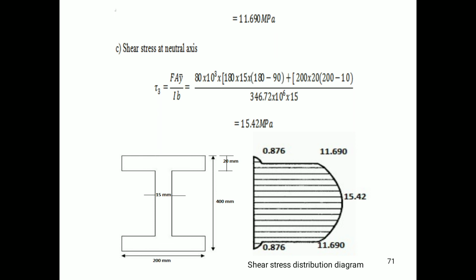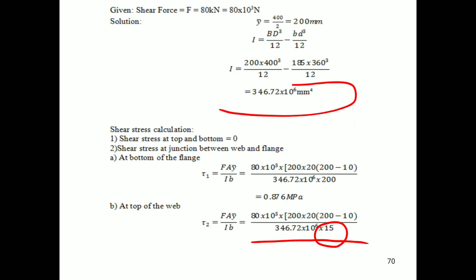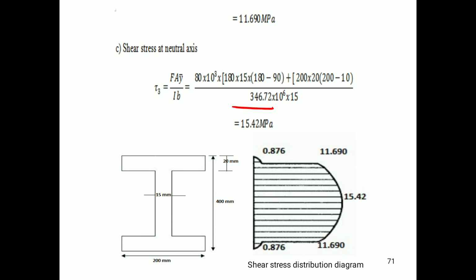Divided by I, which is already found out, it is 346.72 into 10 raised to 6. That value we have put over here. And b is nothing but this one, because we have found the shear stress at the neutral axis, and at the neutral axis we have the width equal to 15 mm. So that value is 15 mm. Therefore we have tau 3 is equal to 15.42 MPa.